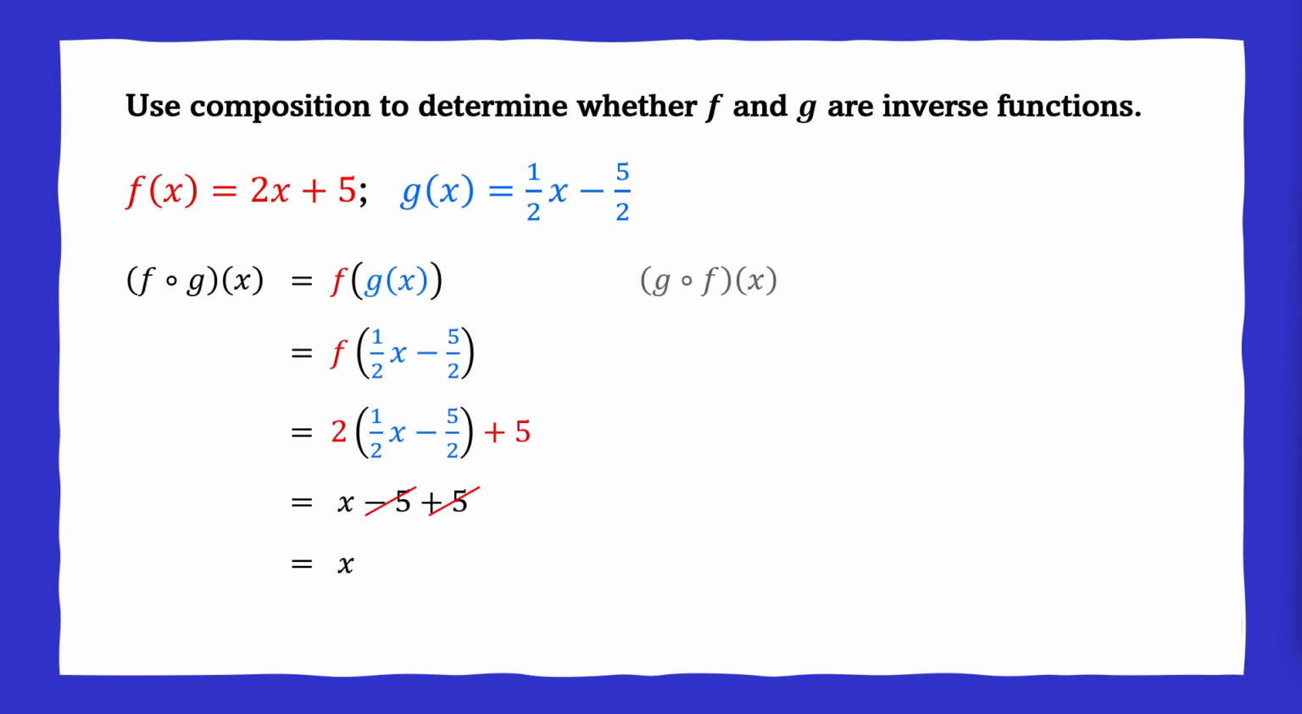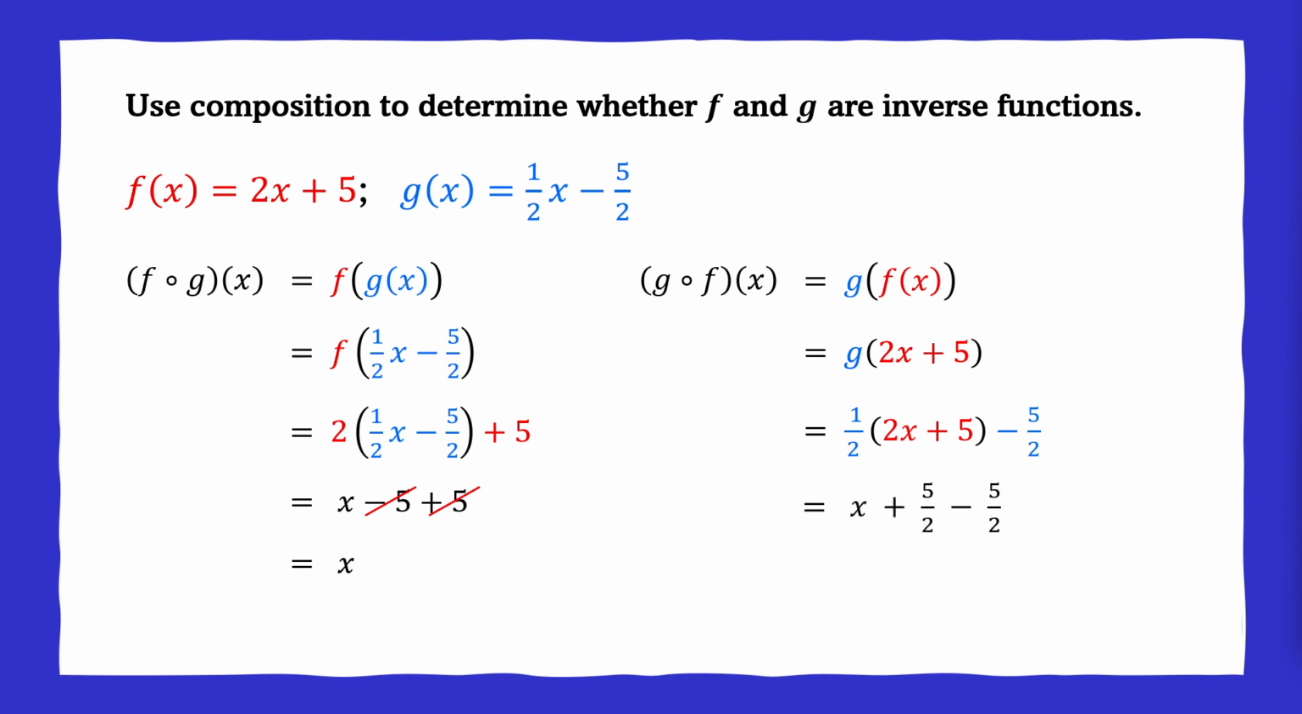Now let's check g of f and see if it also gives us x. The rule for f of x becomes the input for g of x. Wherever there is x in g of x, replace it with 2x plus 5. We get half of the quantity 2x plus 5 minus 5 halves. Distribute 1 half. We get x plus 5 halves, then bring down minus 5 halves, which cancel out the other 5 halves. So we get x.